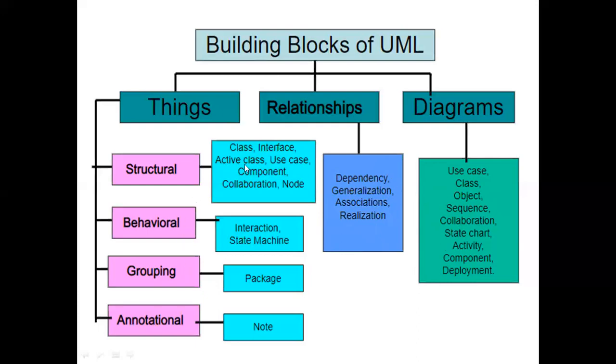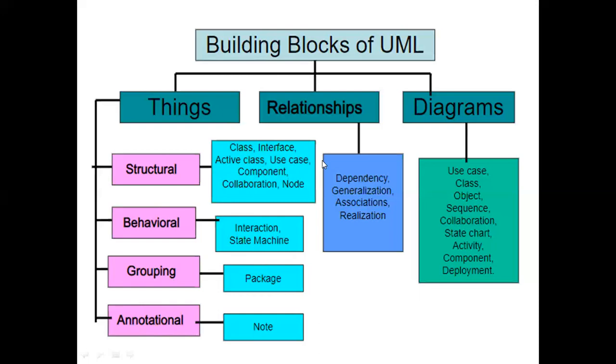And next one is things. There are four types of things. In structural things, there are seven things. In behavioral, there are two types of behavioral things, and one package, that is the grouping thing, and annotational things. It is based on the classes, based on the behavior, and based on the modeling.